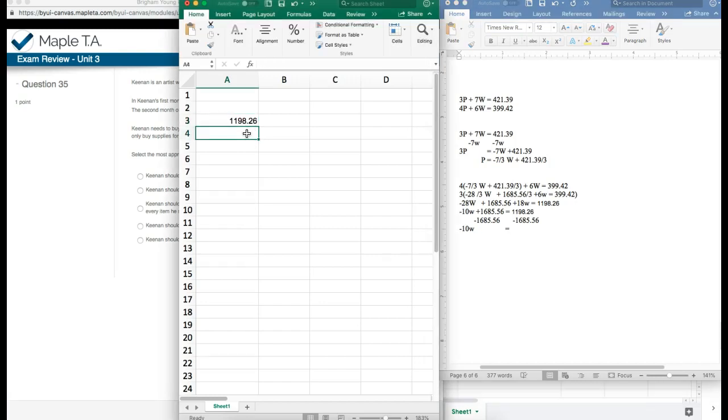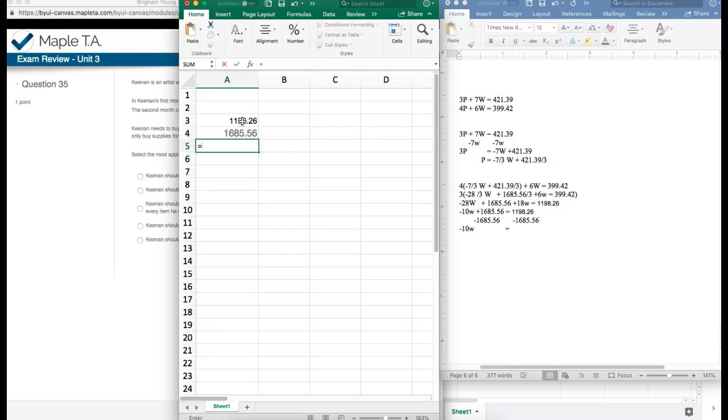Let's just make sure I didn't do any typos there. So let's double check. 421.39 times 4. That was at the beginning, so that's where this 16, yep, so it was 168556. That's correct. Okay, so now that that's in there, let's go ahead and subtract those.